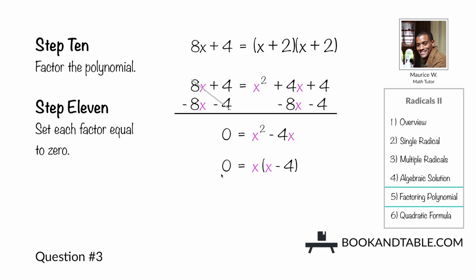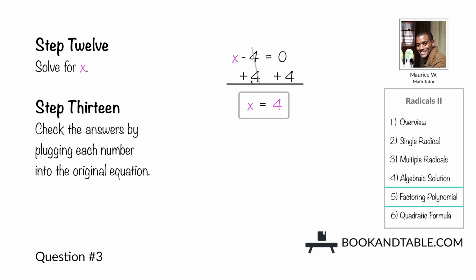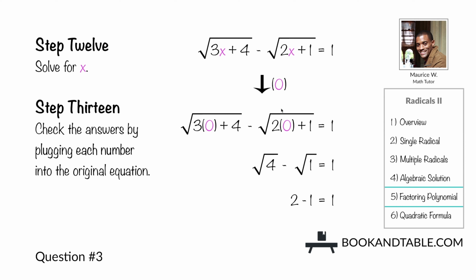So once you factor the polynomial, you want to set each of these factors equal to 0. So x is equal to 0 is one possible value for x. And our second factor, x minus 4, we set that equal to 0 and solve for x. Add 4 to both sides. So our second potential value is x is equal to 4. And now step 13, check the answers, x is 0 and x is equal to 4, by plugging each number into the original equation.